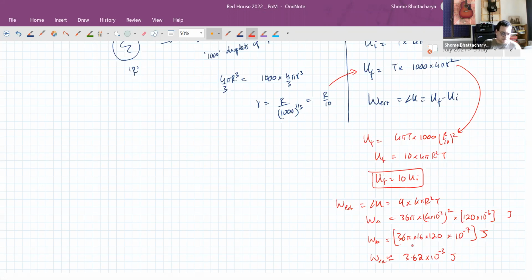Anyhow, so hope the method is clear. So there is that little trick here of first conserving the total volume of liquid to figure out how much is the radius of each of the new droplets. And from that, you figure out that the surface area is increasing tenfold actually. You can see there's a huge increase in surface energy in terms of a percentage change. It's becoming 10 times what it was. So it's a 900% increase.